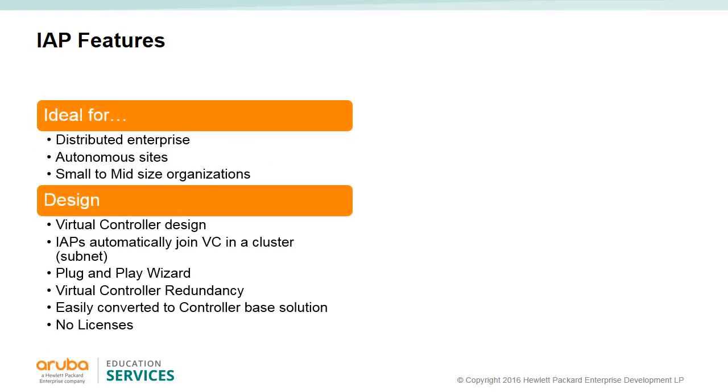Aruba Instant gives you enterprise-grade access points with a virtual controller design. All IAPs in the same subnet will become a cluster and automatically join the virtual controller. For configuration, the customer will also get a basic wizard configuration with a simple plug-and-play philosophy. If the IAP running the VC fails, then another IAP in the cluster will take over the VC functionality. The IAP is a full-featured enterprise-grade access point and doesn't use licenses.